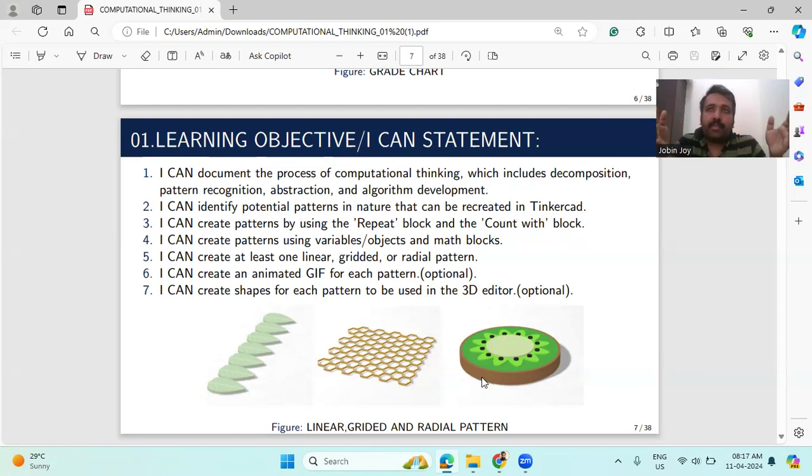So when they are doing these types of activities, they are actively involved in the collaborative learning approach, the independent learning approach, etc. I designed this course in such a way that they are traveling through collaborative learning. At the same time, they are traveling through the independent learning activity. And finally, the sixth and seventh ones are optional. Create an animated GIF for each pattern, and finally, create shapes for each pattern to be used in the 3D editor. So these two activities are optional.